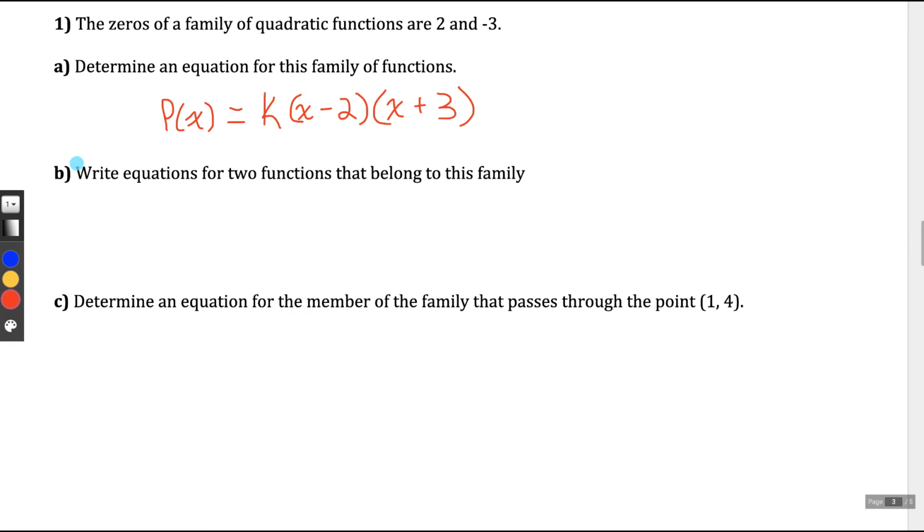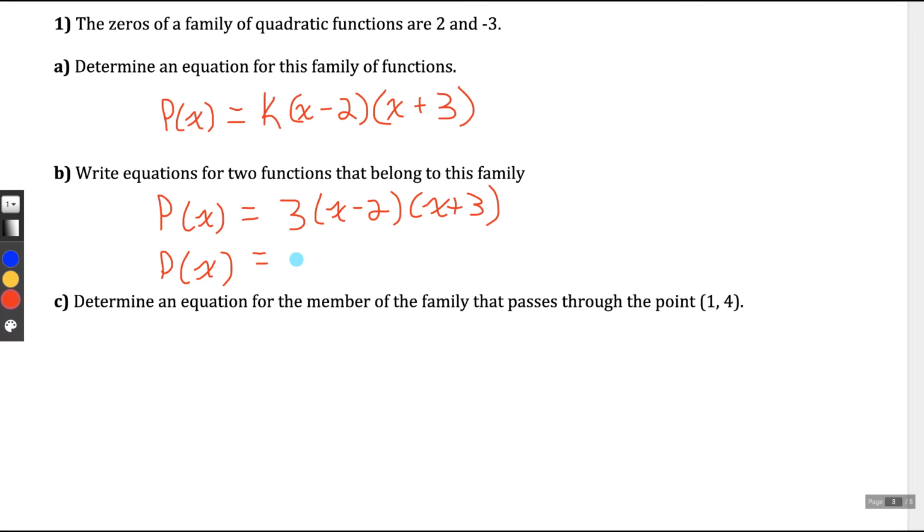That's 0. Now let's write the equations for two functions that belong to this family. So k could be any real number, so pick any real number you want. So the polynomial function could be 3 times x minus 2 times x plus 3, or let's pick another value for k that's any real number. How about 27 times x minus 2 times x plus 3. Both of those functions have the exact same x-intercepts with the exact same orders. They just have different stretch or compression factors out front.